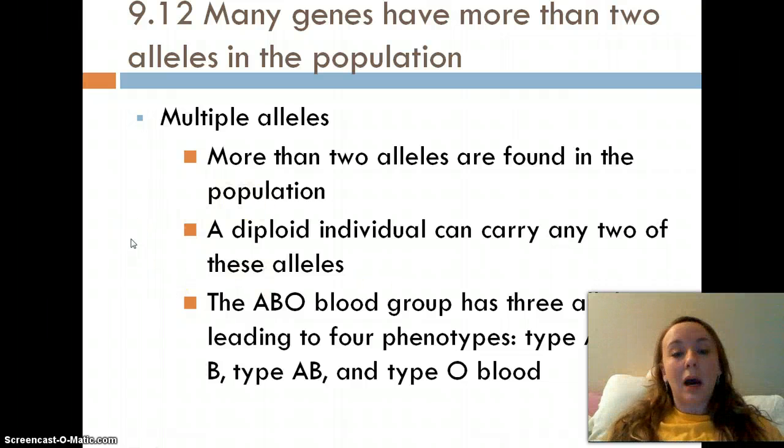Something that's really popular to talk about in the scientific community with multiple alleles is the ABO blood groups. Some of you may know your blood type, some of you may not, but it's very cool because there are 3 different alleles in the population. We have A, B, and O. This leads to 4 different varieties of blood type. We have type A, type B, type AB, and type O.